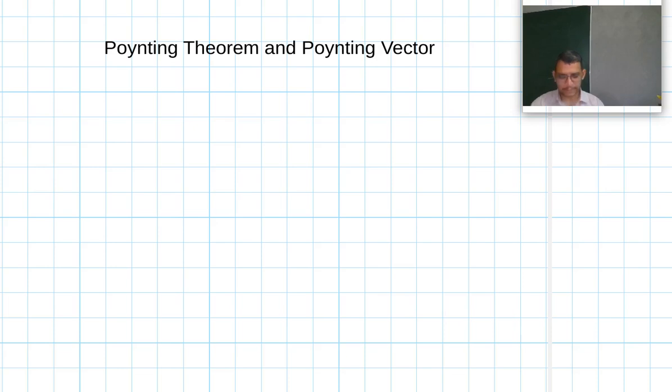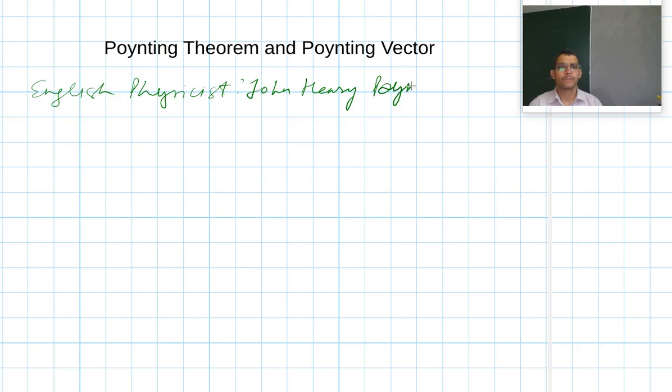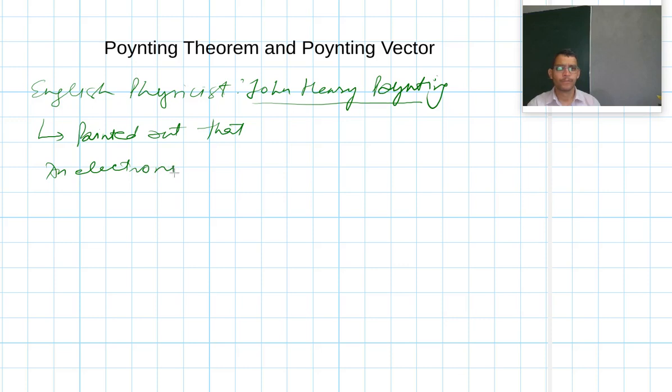So an English physicist named John Henry Poynting first pointed out that an electromagnetic wave can transfer energy from one point to another point.